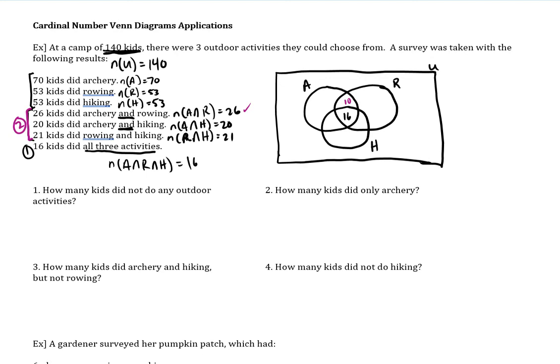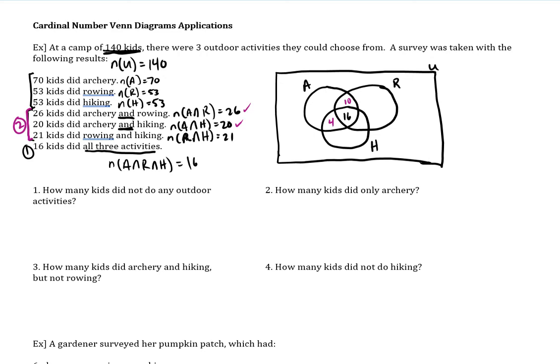It says archery and hiking. So 20 kids did archery and hiking. Well, 16's already been counted. So archery and hiking needs a 4 in the small part of this football shape again, because 4 plus 16 is 20. Okay, and then the last one is the rowing and hiking.